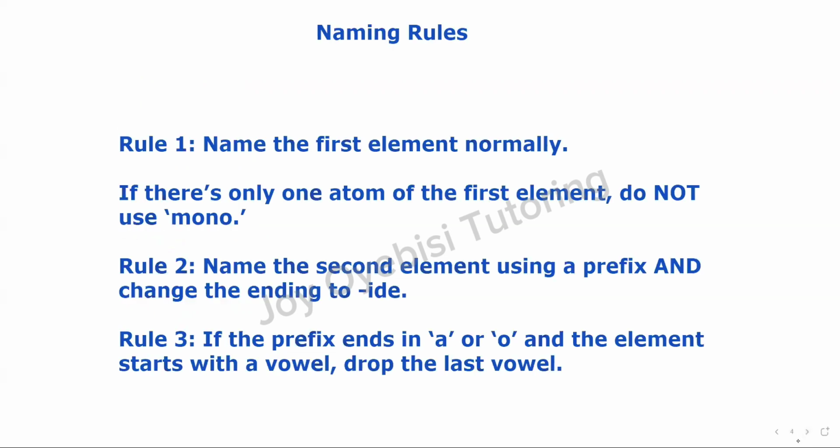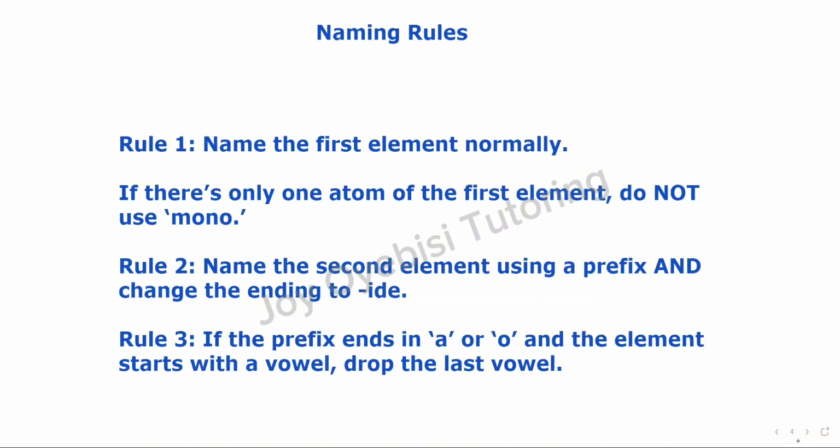The first rule is that when you name a molecular compound, the first element will be named normally. It retains the name just as it is in the periodic table. If there is only one atom of that first element, we do not use mono. So from 2 and above, we must mention the prefix, but if it's only one, mono does not apply for the first element.